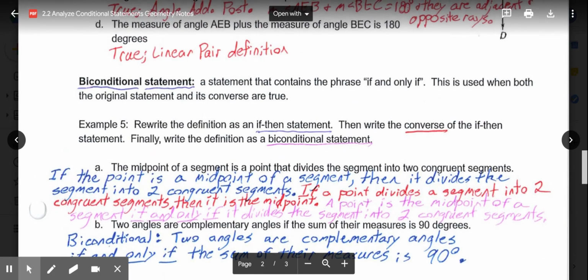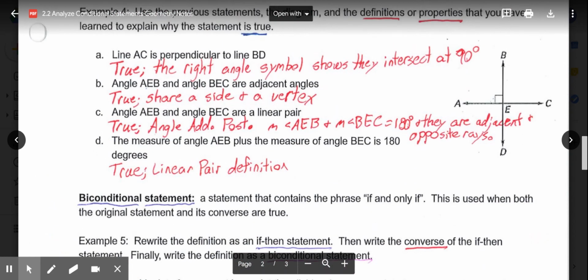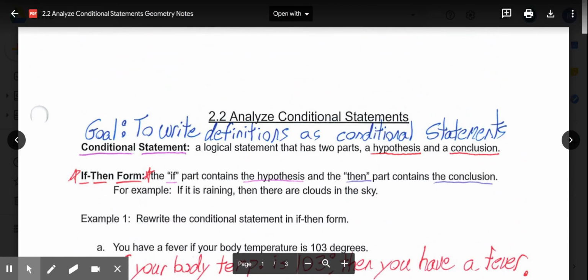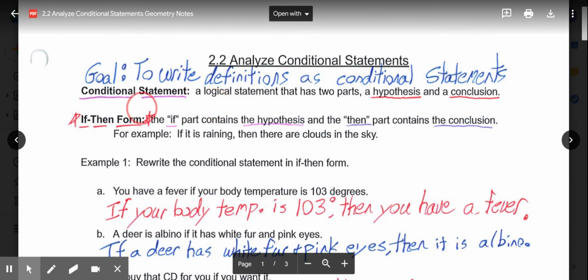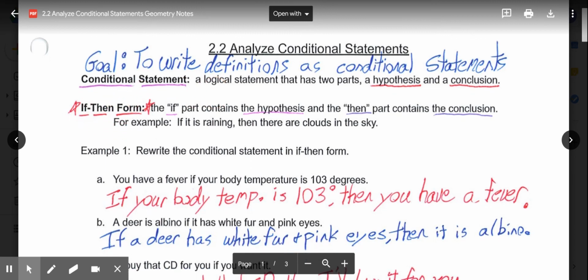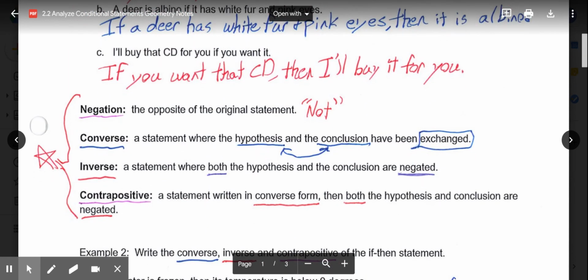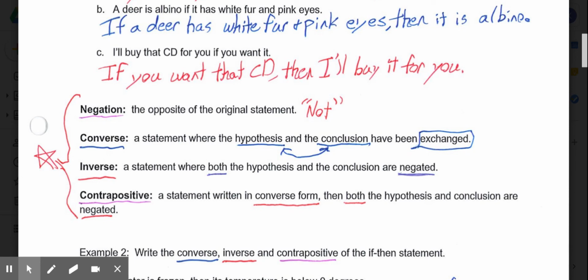So on top of biconditionals, the if and only if, the other key pieces for today's lesson come back to this original idea of conditional statements being written in if-then form, using the hypothesis and conclusion, and then the idea of negating, adding not or the opposite, converse, when we flip the hypothesis and conclusion, the inverse, when we negate the hypothesis and conclusion, and the contrapositive, when we take the converse and negate both parts.